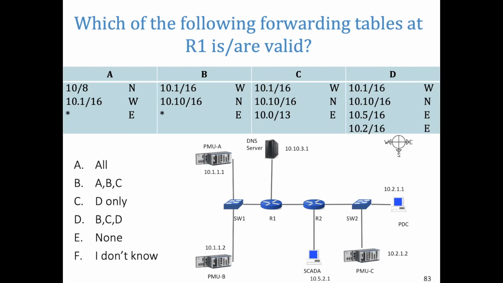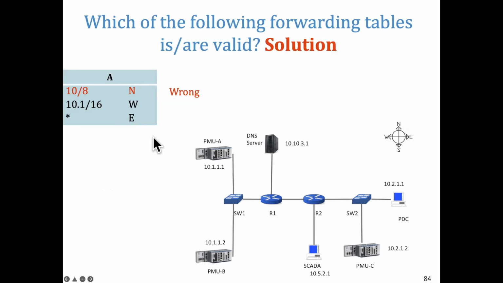As I said, to answer such a question, you need a bit more time. So the correct answer is BCD. I will go through one correct answer and one wrong answer. Well, A is wrong. Why is A wrong? Imagine a packet that is destined to the DNS server.